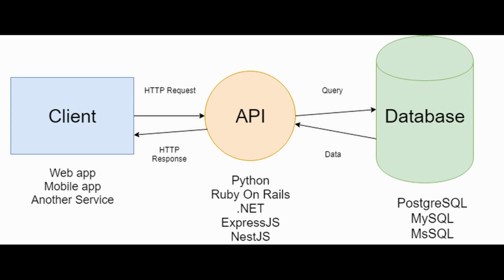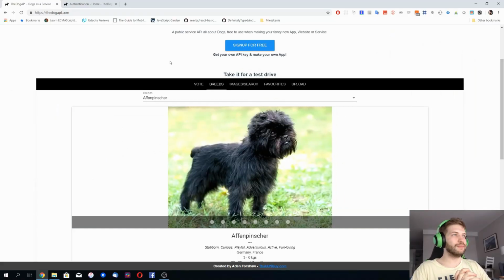And the so-called man in the middle between the databases and the client is the API, the layer that enables the client to get the data from the data center. And today we will be interacting with our first API, and we'll be fetching information about dogs to display them. We'll be trying to recreate what we have here.